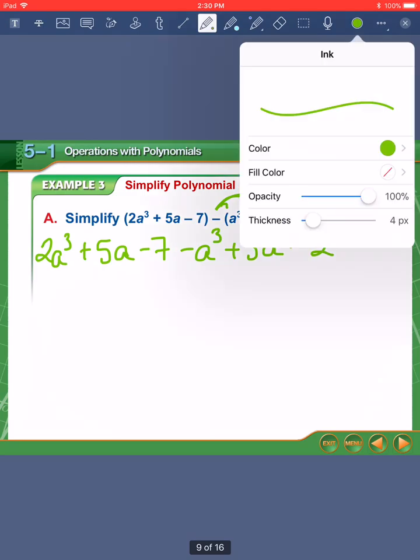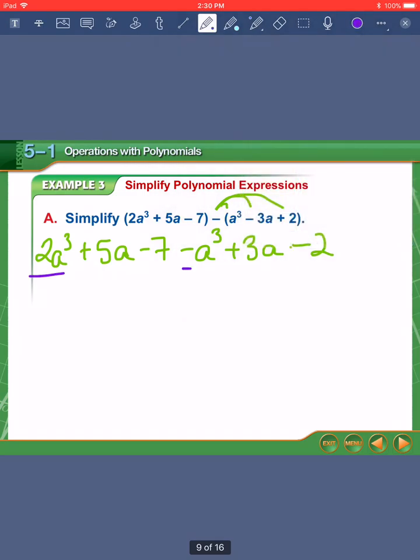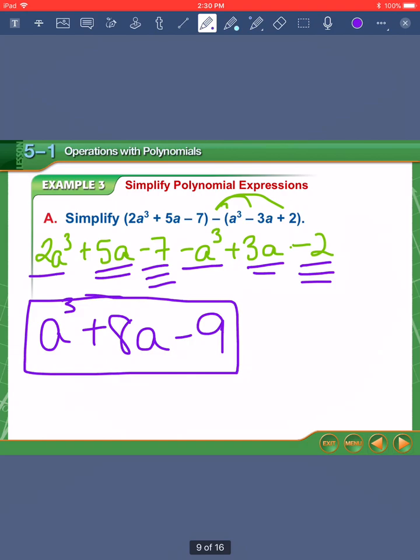So let's see here. So 2a cubed and negative a cubed is 1a cubed. I've got 5a plus 3a, so plus 8a. And then negative 7 and negative 2 make negative 9. So only like variables can be added together. So only a cubes could be added, only the a's can be added, and then coefficients without a variable can be added. So a cubed plus 8a minus 9 is my final answer.